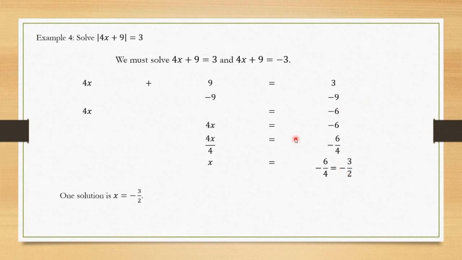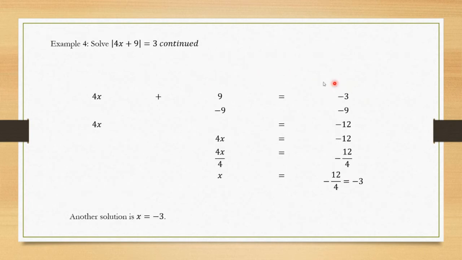Now, is that the only solution? No, we have to consider this equation. That's what I'm doing. So what do we do? Subtract 9. It's really the same steps, actually. But of course, the answer is going to be different. Subtract 9 from both sides, because we want x to be all alone.